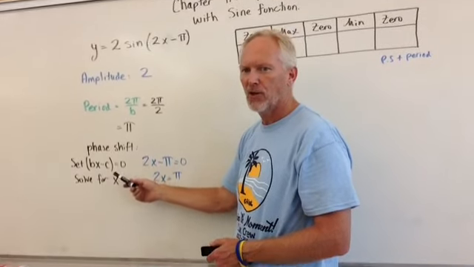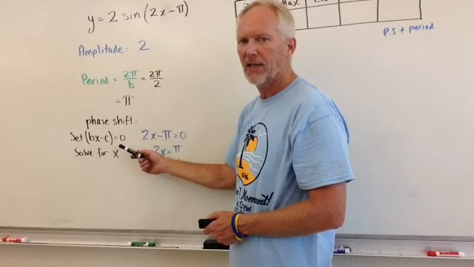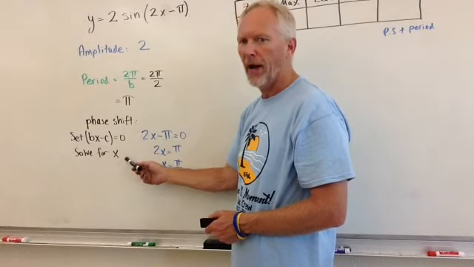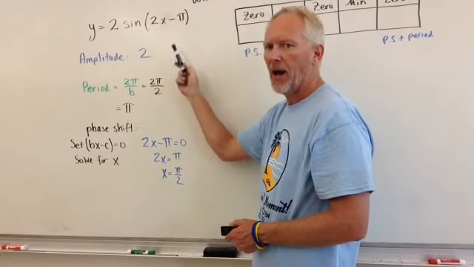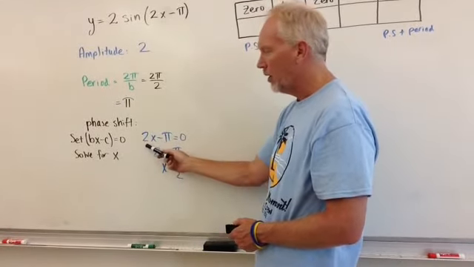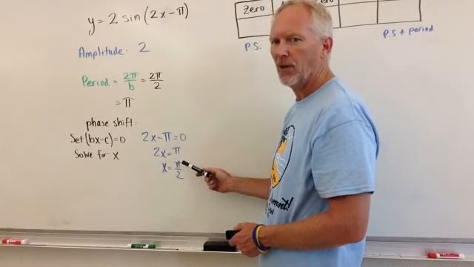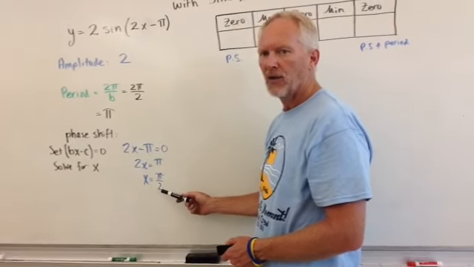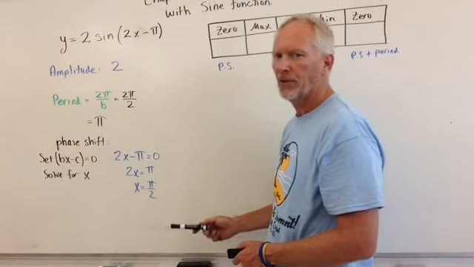How do we find this phase shift? Well, what we do is we set that bx minus c equal to 0 and then solve for x. So we set 2x minus pi equal to 0. And that will give us 2x is equal to pi. And so our first phase shift is pi over 2.